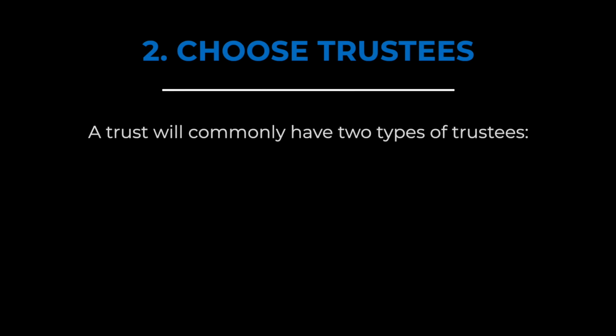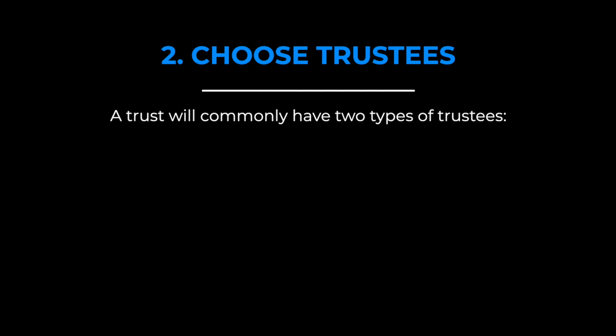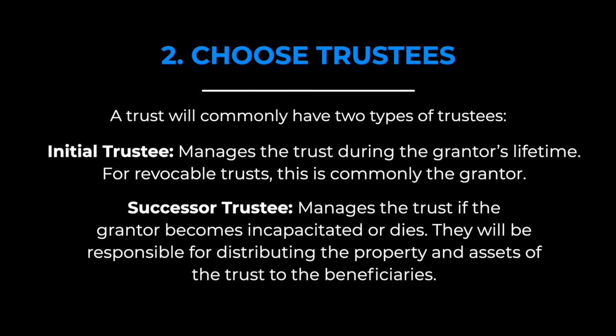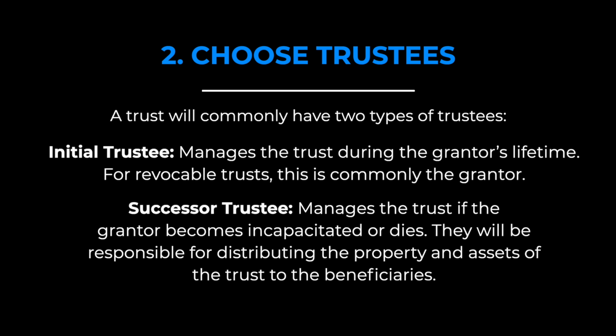2. Choose trustees. A trust will commonly have 2 types of trustees. Initial trustee manages the trust during the grantor's lifetime. For a revocable trust, this is commonly the grantor. Successor trustee manages the trust if the grantor becomes incapacitated or dies. They will be responsible for distributing the property and assets of the trust to the beneficiaries.